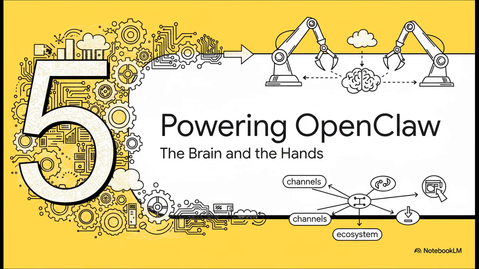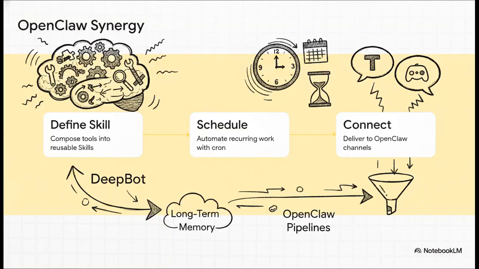Which brings us to Section 5. Powering OpenClaw workflows, the brain and the hands. Finally, let's tie this all back to why this is so deeply relevant for the OpenClaw ecosystem. By following these 3 steps, you create an incredibly powerful synergy. First, you define a complex, multi-tool skill in DeepBot, say checking error logs and summarizing them. Next, you schedule it with a cron job. And then you route those results into OpenClaw, which handles the delivery to your Telegram or Discord channel.